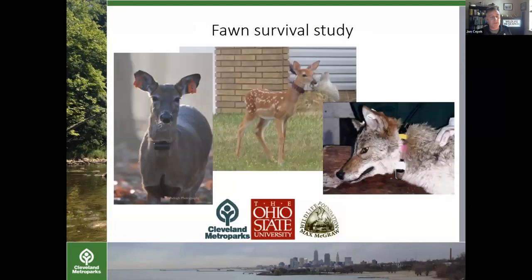As an example of this, we worked with Dr. Stan Gehrt at Ohio State University on a fawn survival study and found that 75% of fawns survived. And human resources also change predator-prey relationships. Coyotes opportunistically only took 5% of fawns. In other areas of the country, predation rates are much higher, and coyotes may rely on deer. In our area, that is not the case.